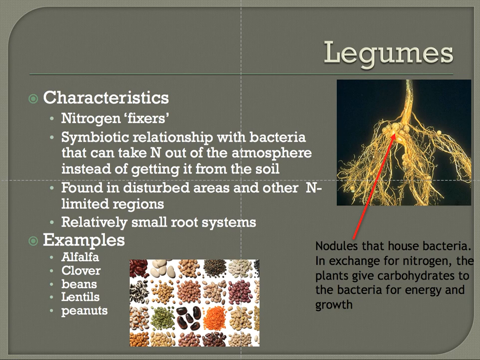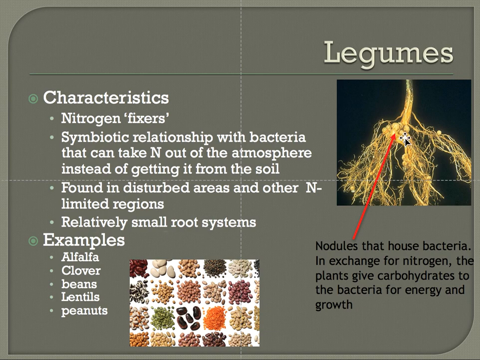Well, these plants can't do it themselves, but they have this symbiotic relationship with a bacteria that can take nitrogen out of the air. And so these plants are really, really good at growing in disturbed areas where maybe there's not many nutrients for a little bit, or in other areas where there's very limited nitrogen. That's where they're best at growing.